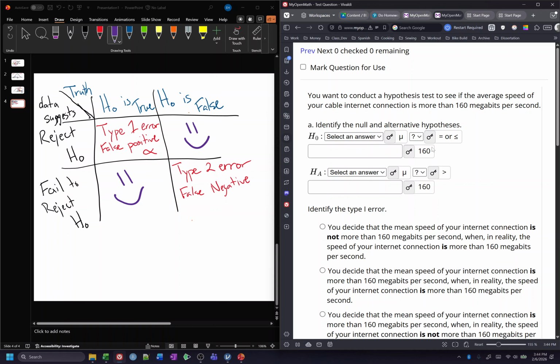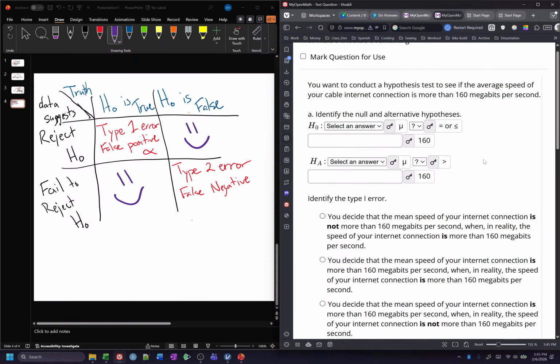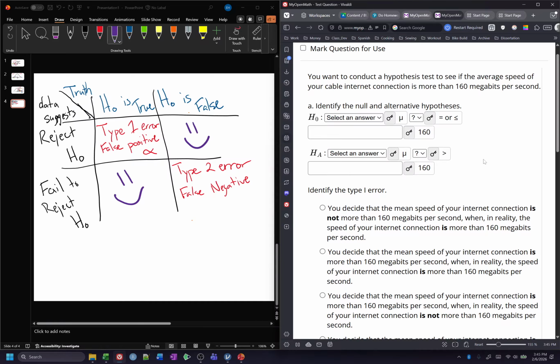For the null hypothesis in this scenario, you could put the equal sign or the less than or equal to. I prefer the equal sign, but a lot of times you will see less than or equal to, because there's a school of thought that the null hypothesis should be exactly opposite of the alternative hypothesis. So if the alternative hypothesis is greater than, we need a less than or equal to symbol here. In this scenario, a type 1 error would be us saying that we have a very fast connection when in reality it's just 160.